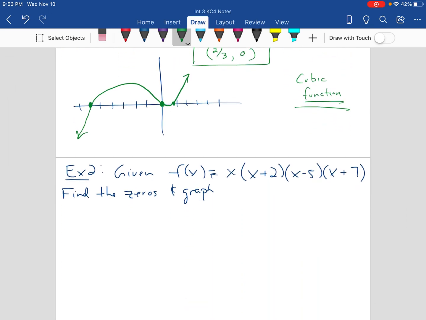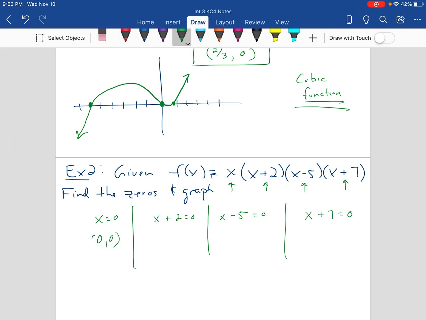All right, example number 2. I have given that f of x is equal to x times (x plus 2) times (x minus 5) times (x plus 7). Again, we are going to set all of these equal to 0. So I have 3 parentheses and a variable outside of parentheses. So really, I have 4 different things. So I have x is equal to 0, x plus 2 equal to 0, x minus 5 equal to 0, and x plus 7 equal to 0.